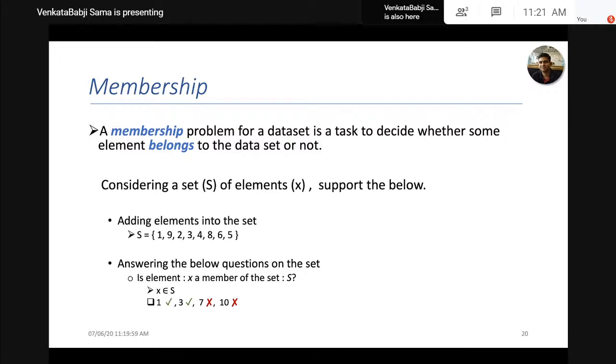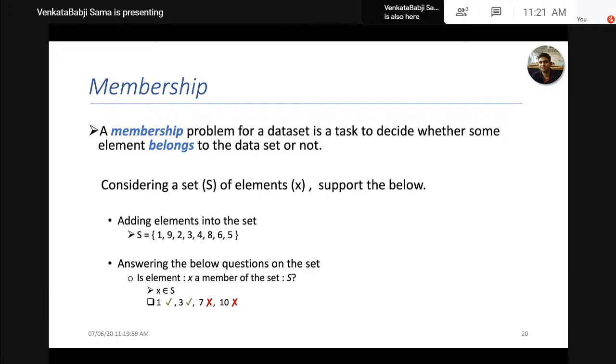Let us pay very careful attention to what we are defining the membership as. Okay. So let's suppose we start with a set S. Here I just threw in a simple set for illustration purposes: 1, 9, 2, 3, 4, 8, 6, 5. That's it. As simple as it. So the queries are going to be like this. Given an X, someone will ask, is it a member of the set? If it is a member, we say that X belongs to S. If it is not a member, we say that X does not belong to S.